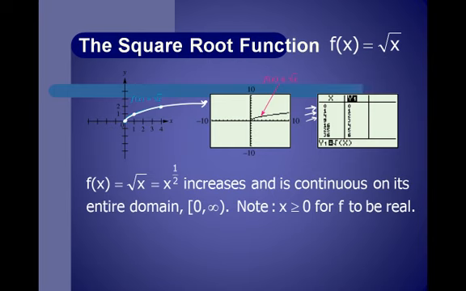Now the square root function, square root of x, can also be rewritten as x to the 1/2 power. This function increases and is continuous on its entire domain from 0 to infinity. Note, this domain is not all real numbers because we can only start taking square root at 0. We can't take the square root of negative numbers, therefore there is no graph to the left of 0.